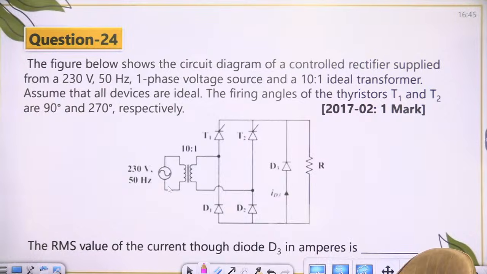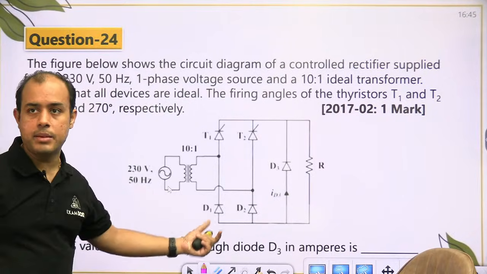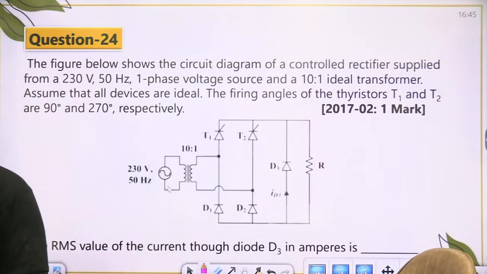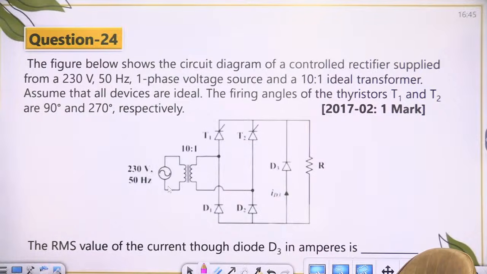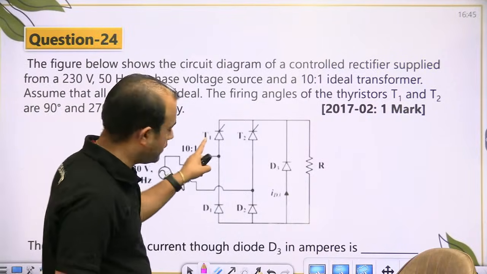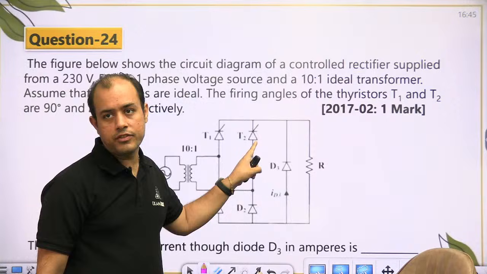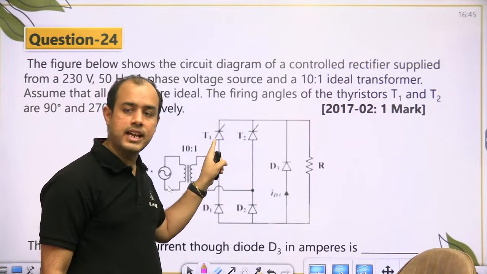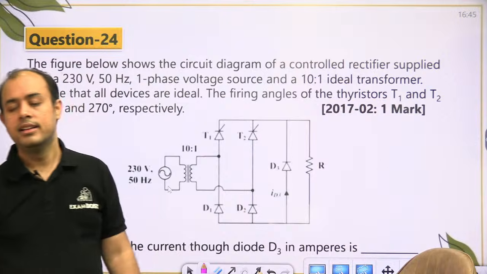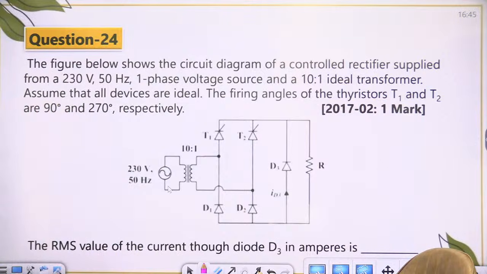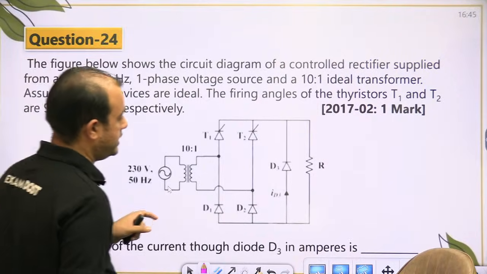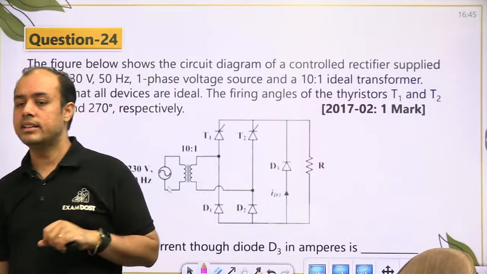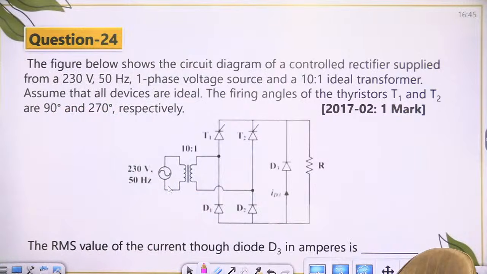Chaliye. The question says, it is the circuit diagram of a controlled rectifier. Actually, it is a semi-controlled rectifier. 10:1 ideal transformer. Firing angle of T1, T2 is given 90 and 270. Why? It will turn on at alpha, and this at 180 plus alpha. So if alpha is 90, 180 plus alpha is 270. यही होता है ना, एक डिवाइस अल्फा पे तो एक 180 प्लस अल्फा पे. I need the RMS current through the diode D3. D3 is my freewheeling diode.